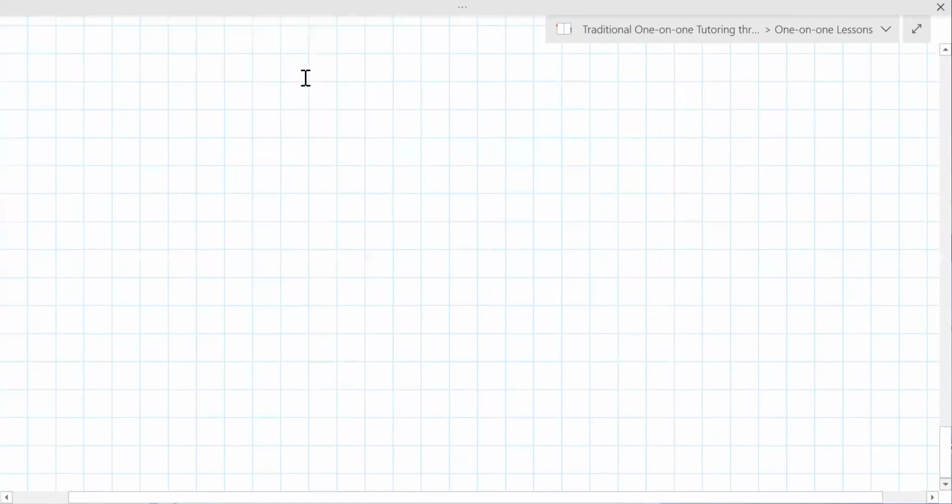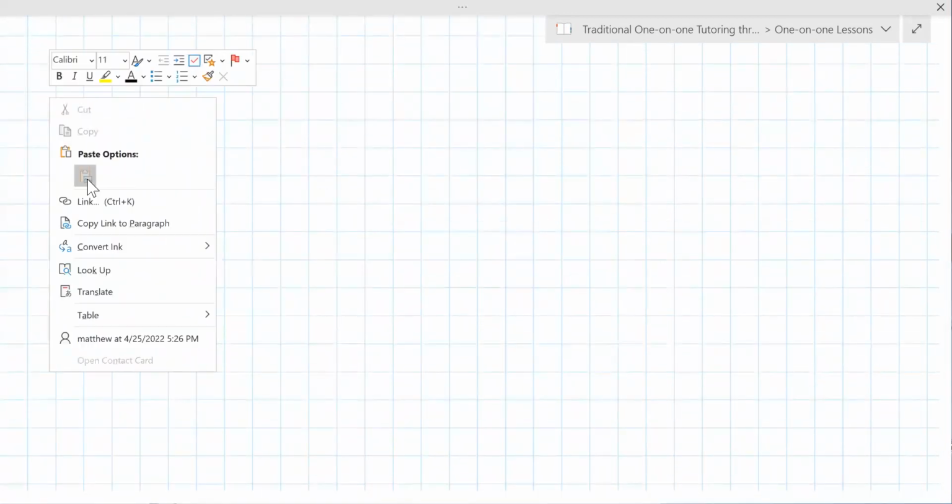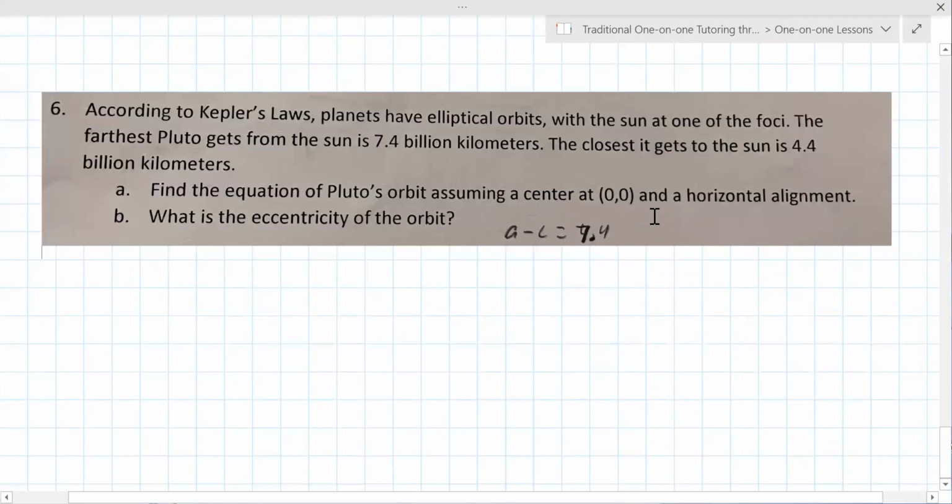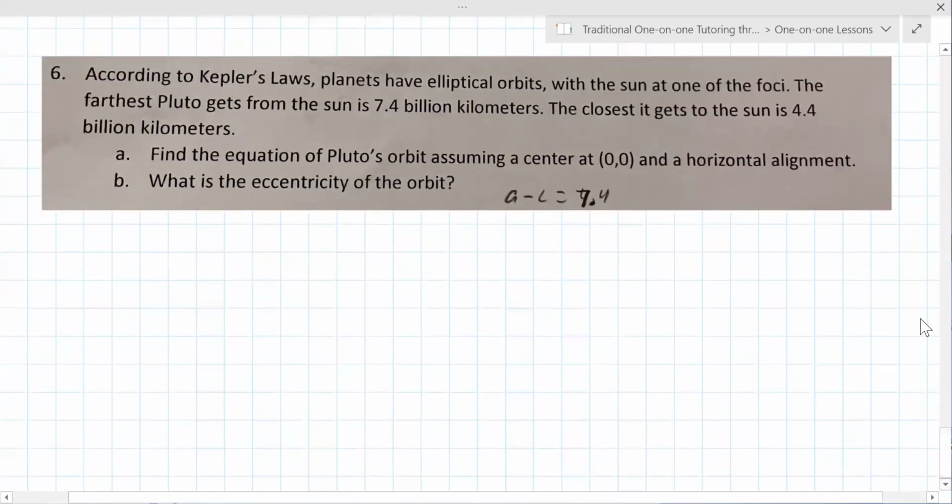So it's true that planets have elliptical orbits, even the Earth's, but the 2 foci are really close together. So it's approximately a circle. But the larger planets, I don't even know if Pluto's a planet anymore. You might ask your instructor. So the furthest Pluto gets from the sun is 7.4 billion kilometers. Closest it gets to the sun is 4.4 billion.